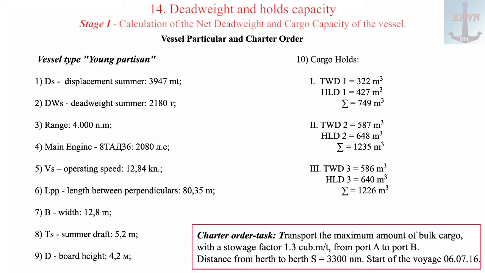Order of the charter, or simply order task: transport the maximum amount of bulk cargo, with a stowage factor 1.3 cubic meters per ton, from port A to port B. Distance from berth to berth S equals 3,300 nautical miles. Start of the voyage June 7, 2016.